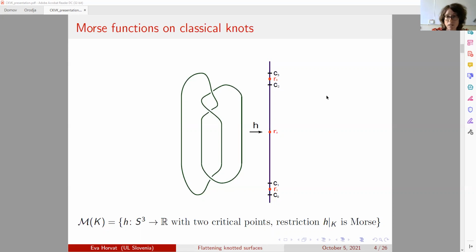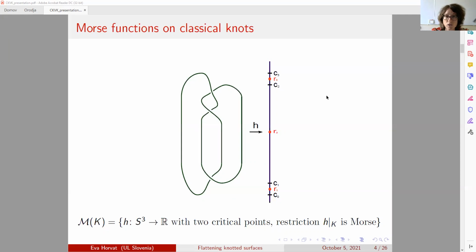If we have a classical knot K inside the three-sphere, then we may consider the collection M of K of all Morse functions on the three-sphere with exactly two critical points, such that the restriction to the knot is also a Morse function. For any function h from such a collection, we may look at the critical points of the Morse function and choose one regular value inside each regular interval, and then count the cardinality of the fiber above a regular value.